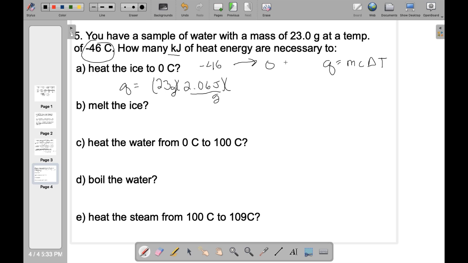And now I need to find the difference in temperature. Well, my difference in temperature, my delta T, is going to be my final temperature, which is 0, because I'm going to 0, minus minus 46. So it's 46 degrees. Now, think about the grams cancel out. And in the end, I'm going to end up with the amount of joules that I need. So if I do this math, 23 times 2.06 times 46, I'm going to get 2,179 joules.